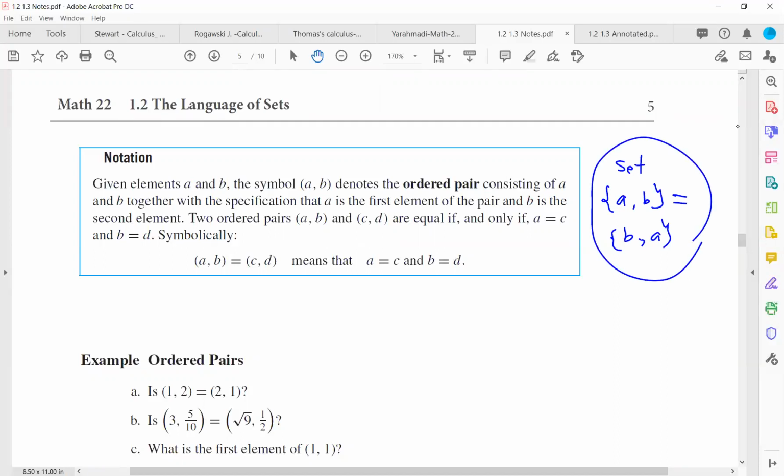But when it comes to ordered pairs, it's totally different. (A, B) is not the same as (B, A). You say that 2 points are equal to each other if and only if their X coordinates are the same, and their Y coordinates are the same.